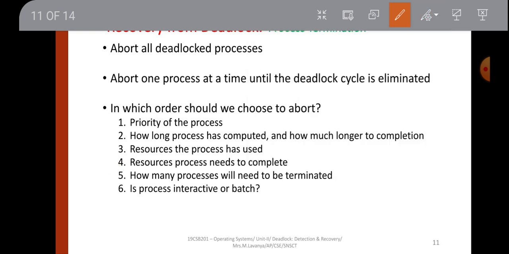Then finally the fifth one is how many processes will need to be terminated. That too we have to calculate for recovering the system from the deadlock, how many processes need to be terminated from that cycle.